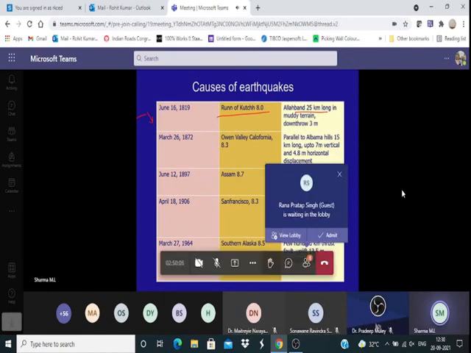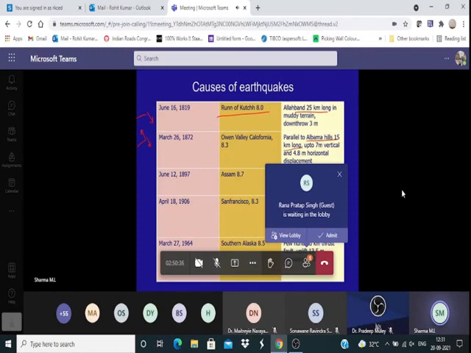Another is the March 26, 1872 earthquake, the Owens Valley, California earthquake. Here, parallel to the Alabama Hills, around 15 kilometers long, there was 7 meters vertical and 4.8 meters horizontal displacement. So in this case, some of the portion has moved up and some of the portion has moved down along the fault.